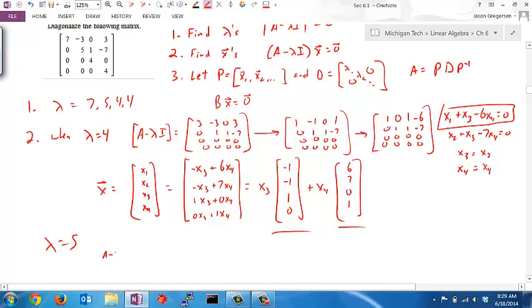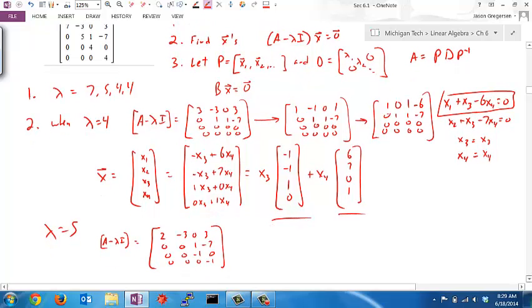So now I have A minus lambda I, which looks like 2, negative 3, 0, 3, 0, 0, 1, negative 7. And I got a negative 1 here and a negative 1 here. I'm just subtracting 5 on the diagonals. Now I'm just solving the system, right? This matrix times x equals 0. What are the solutions? So I'm going to do the row reduction.